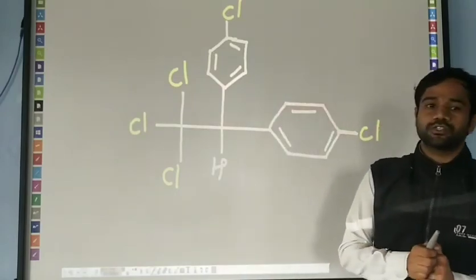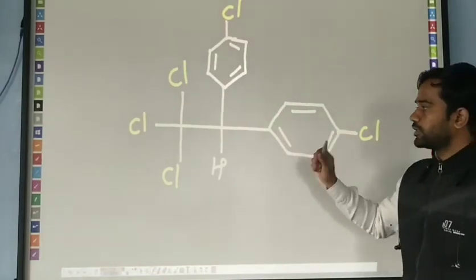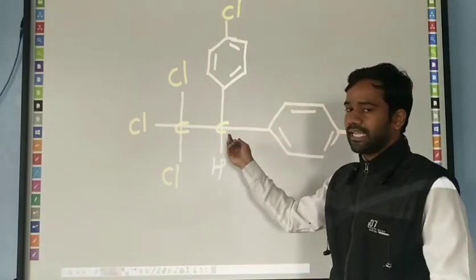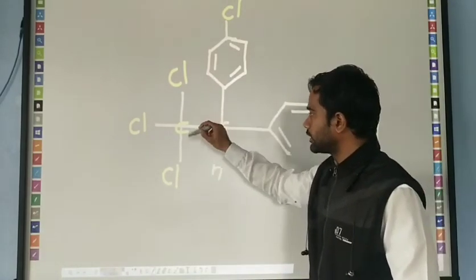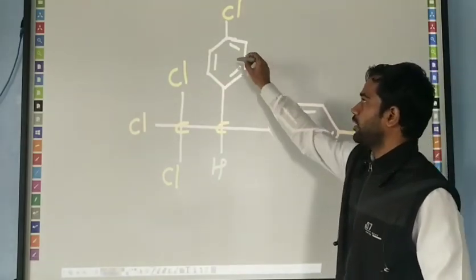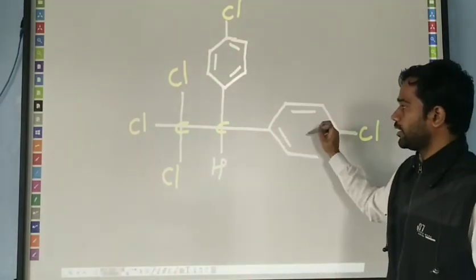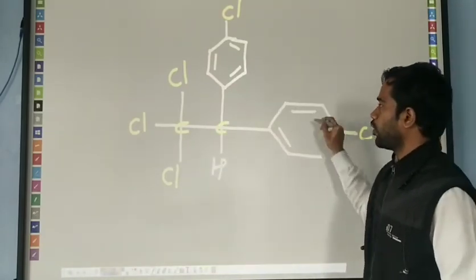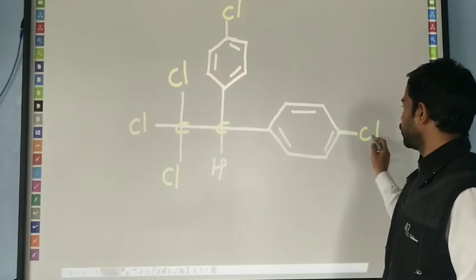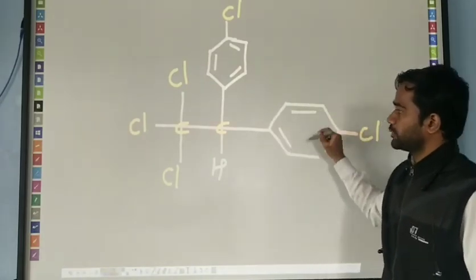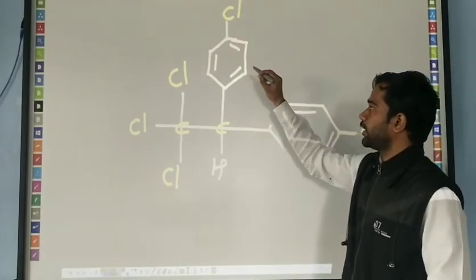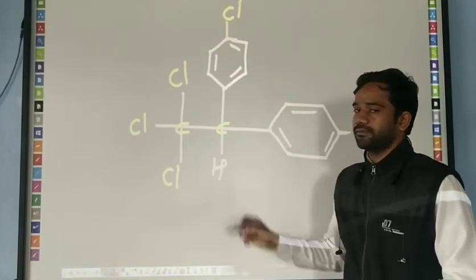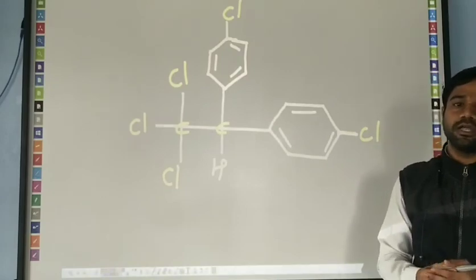Let's see the structure of DDT. As I already said, it has carbon, it is an ethane molecule, dichlorodiphenyltrichloroethane. I think you got this, dichlorodiphenyl. Why? Because two chlorine atoms have been attached to the benzene rings, so it is dichlorodiphenyltrichloroethane. This is the whole structure of DDT.